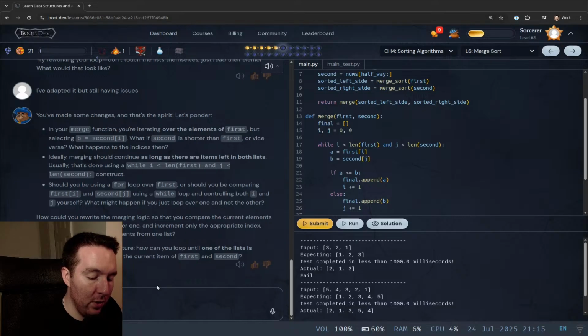Using a while loop now. How does it look?